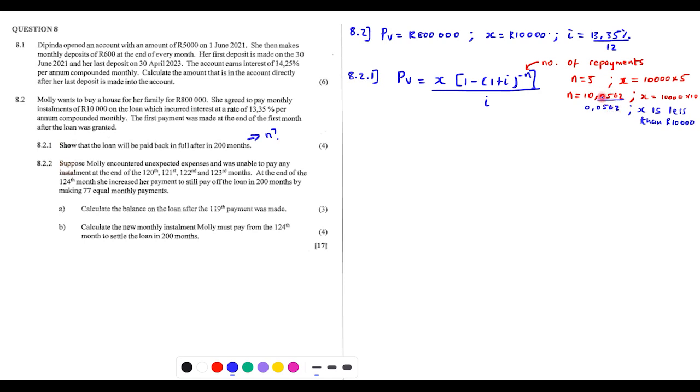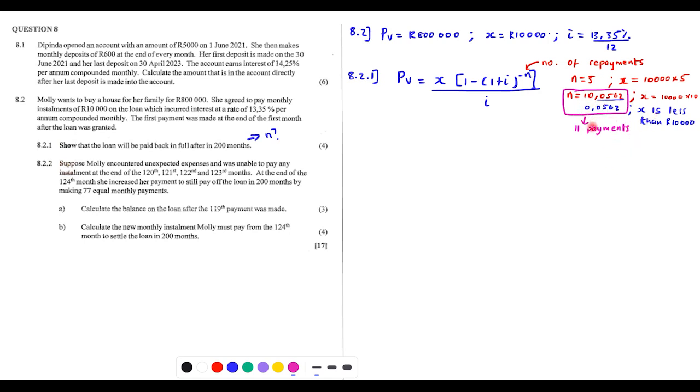So if you are calculating n and you get n as a decimal, just know that the decimal tells you that on the last payment it wasn't the actual 10,000, but it was a payment. So if I ask you how many payments you have made in this scenario, it is going to be 11, not 10. It is 11 payments, but 10 of the payments were exactly 10,000, and the last payment was less than the 10,000. I hope this makes sense.